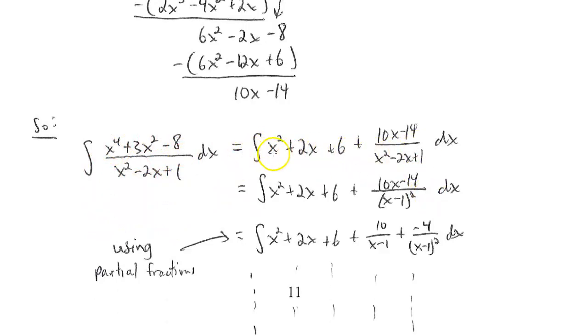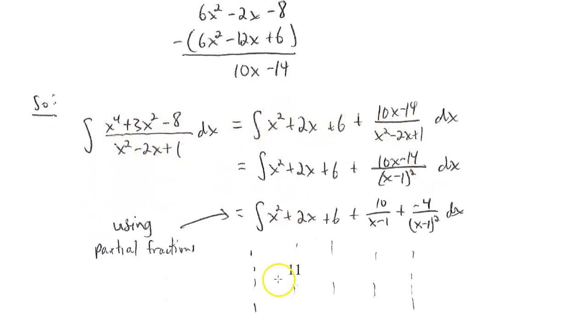Now, how do we integrate these? Well, it's easy to integrate x squared. It's going to be x cubed over 3. It's easy to integrate 2x, right? It's going to be x squared. Easy to integrate 6, it'll be 6x. How do we integrate this? Well, we have to use partial fractions now, right?